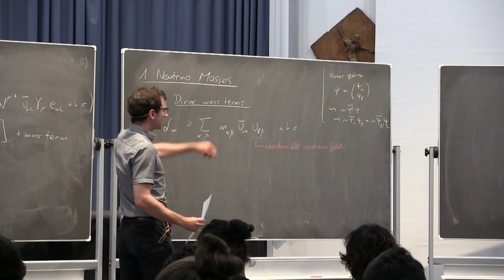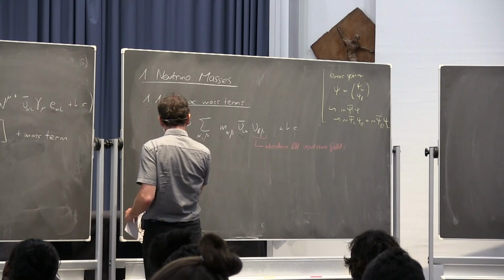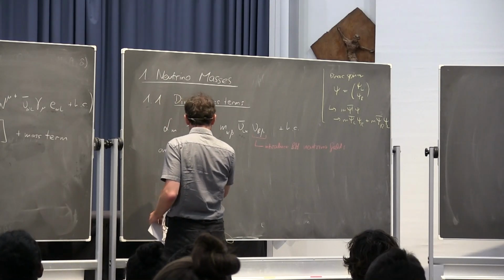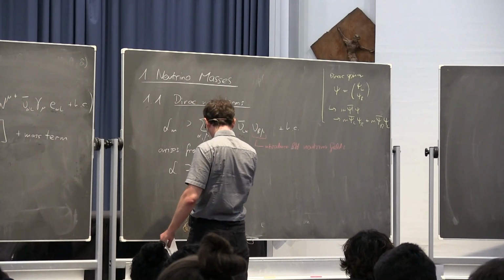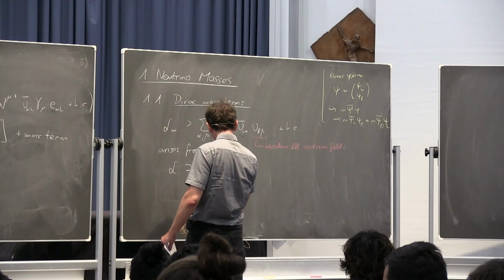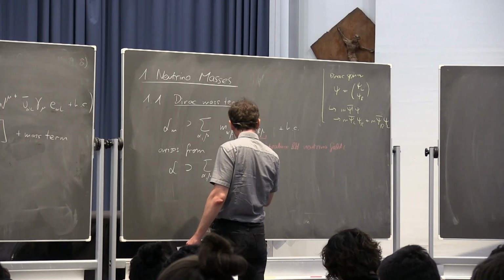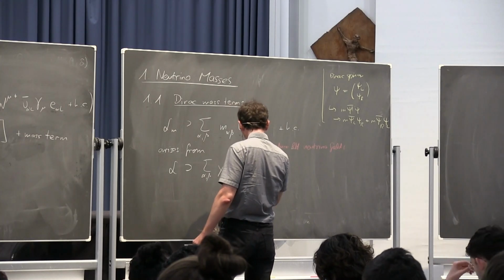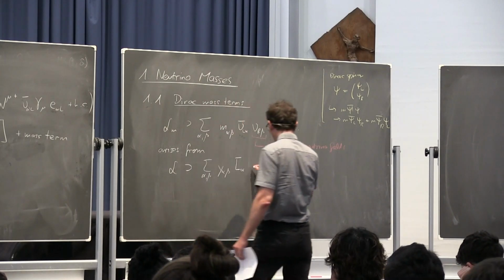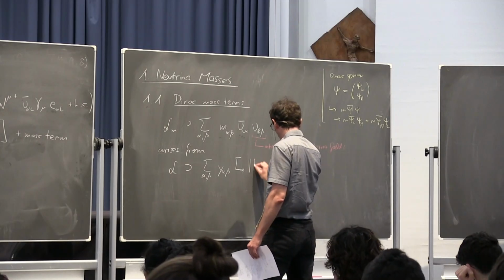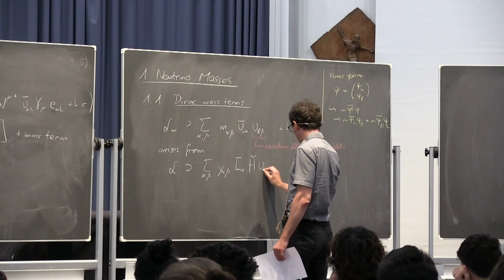Now, the deeper origin of such a mass term could, of course, be the Higgs mechanism. So above the electroweak scale, we would have a Lagrangian that contains a term of the form sum over alpha, beta times a Yukawa coupling Y alpha beta times the left-handed doublet bar alpha times the Higgs field times the right-handed neutrino.